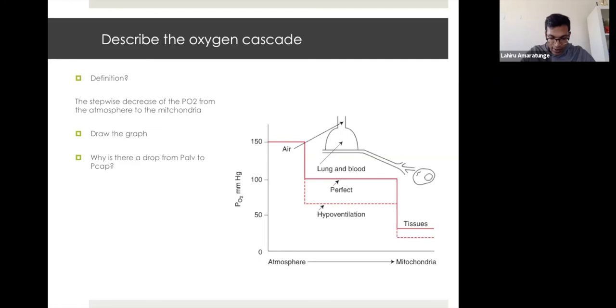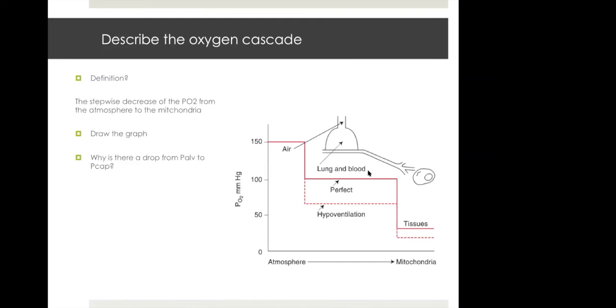So it starts at 150, and the reason it starts at 150 is because the partial pressure of air is 760, and then the FiO2 is 0.21, and then we also take into account that we minus the 47 for the water. So when you say 760 minus 47 times 0.21, you get the 150.